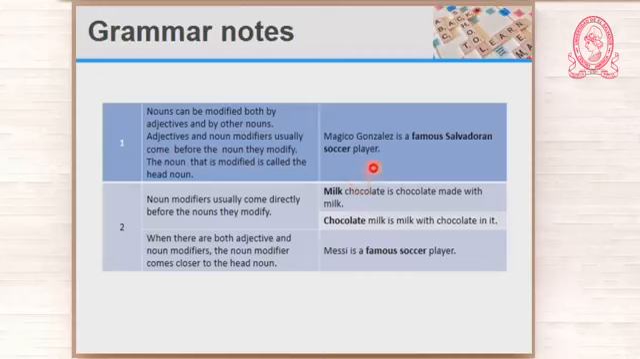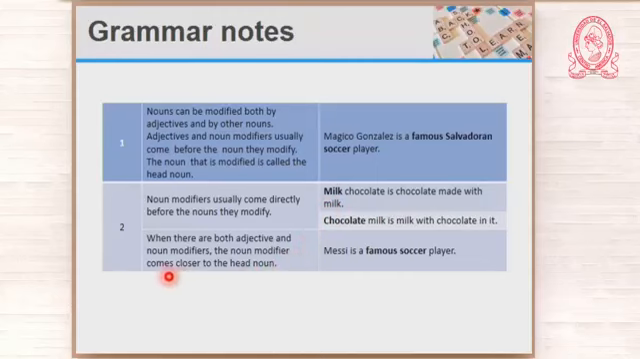Okay? Now, something else to remember. Number 2, noun modifiers usually come directly before the nouns they modify. Okay? Look at this. Milk is a noun. Chocolate is another noun. But look at the phrase milk chocolate. Okay? So if you have a series of modifiers, the one that is next to the head noun is the noun modifier.